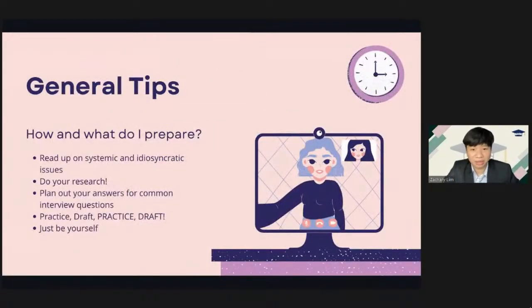So before we start with the more serious stuff, these are just some general tips on how and what you can do to prepare. The first point is read up on systemic and idiosyncratic issues. I'm sorry, these are big words, but basically systemic and idiosyncratic issues are the types of issues that happen within your country and the world. So systemic is something like global issues, current affairs in certain countries, or even within your own country. It's more like the general news that happens around the world.